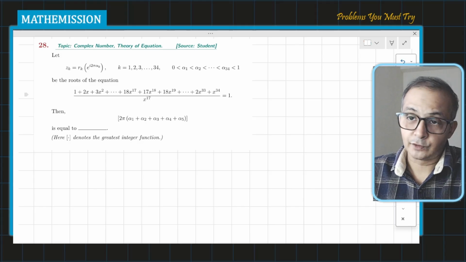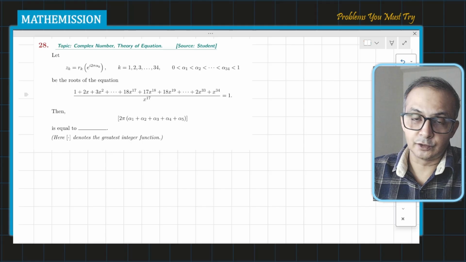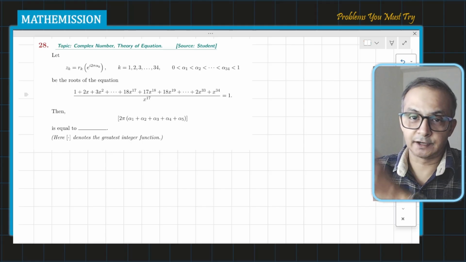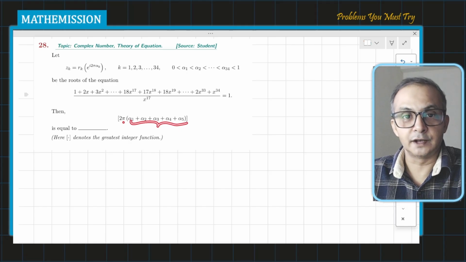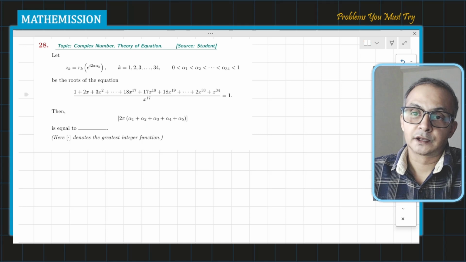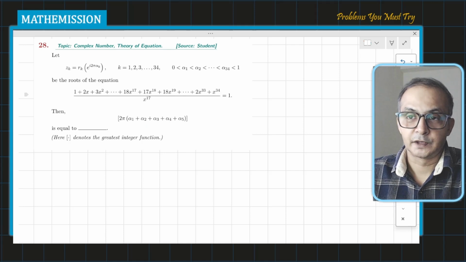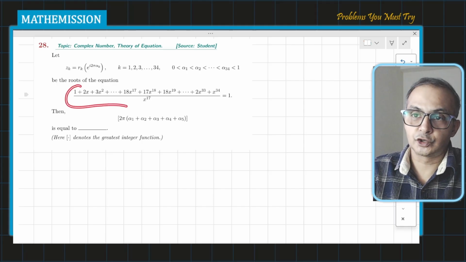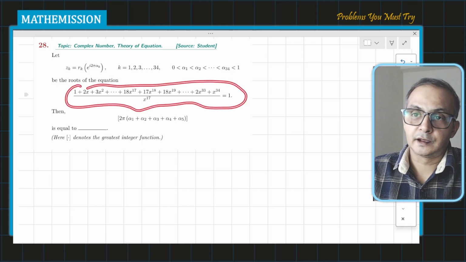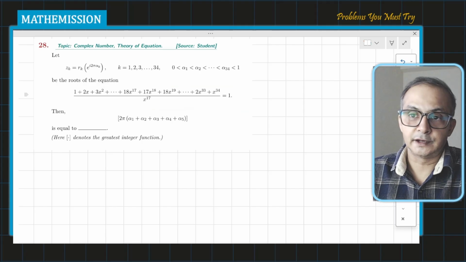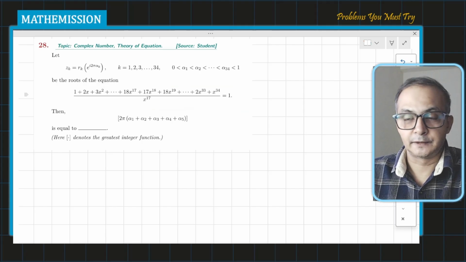What we have to evaluate after finding all these values of alphas is, we have to select only the first 5, find the sum of those first 5, multiply by 2 pi, and whatever quantity appears, we have to take the greatest integer of it. So our prime aim is to find the solution of this equation, and from there we identify what values alpha will take.